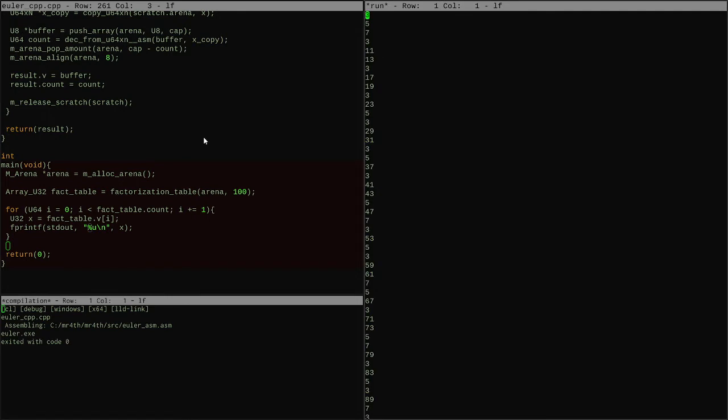So these are factorizations for every odd number starting from 3. So 3, 5, 7, and then 9 can be factorized by the number 3. 11 and 13 are prime. That's 15, which can be factored by 3. 17 and 19 are prime. 21 can be factored by 3. 23, 25 can be factored by 5. 27 can be factored by 3. 29 is prime, 31 is prime. So this looks good to me.